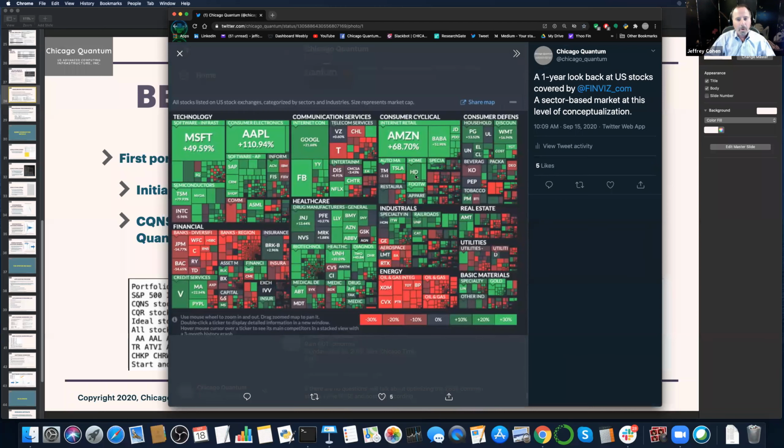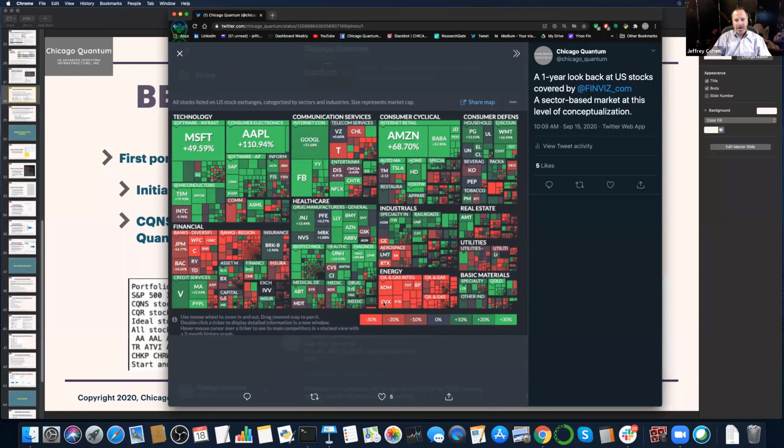So what we found, what this chart is showing you, is the S&P 500 over the same 1 year period. In green is the big winners, and red is the big losers, and the size of the tiles is the market cap. So obviously a bigger one, Amazon is up 68.7%, and it's a very large portion of the value of the stock market.